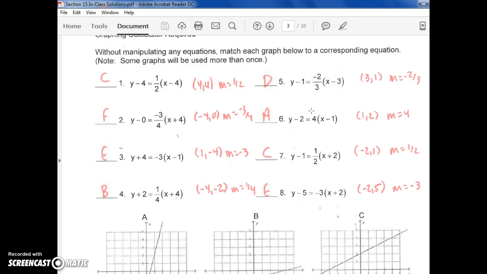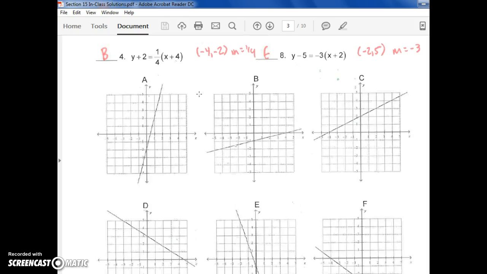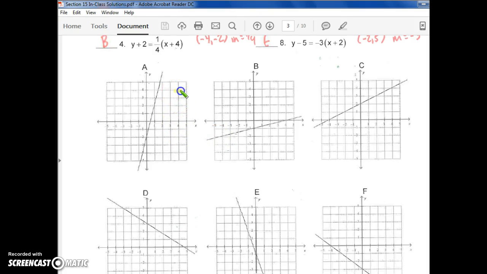So the goal here is to match up the graphs with the equations. And the way we're going to do that is first start looking at the point. So I looked first at number 1 and figured out which graphs actually had the point 4, 4 on the graph. So I looked at 4, 4, and that's 4, 4. That's definitely not on this graph. 4, 4 is definitely not on this graph either. 4, 4 is on this graph. Not on that one. Or that one. Or that one. So we get to the point now where there's only one graph that goes through the point 4, 4. It has to be C for number 1.